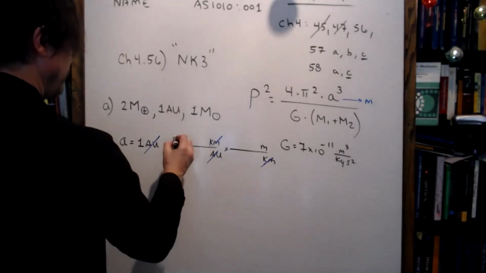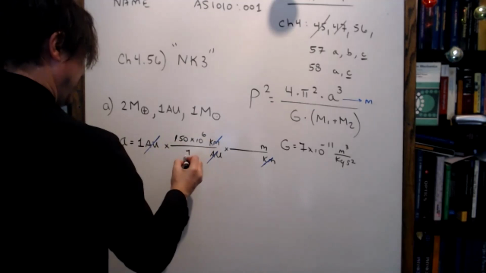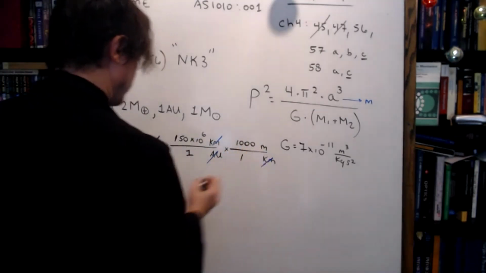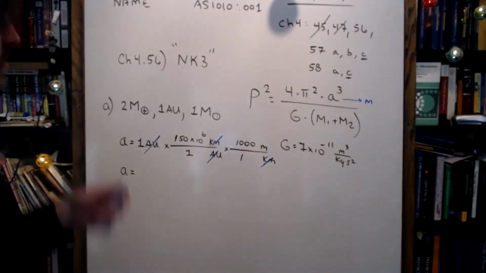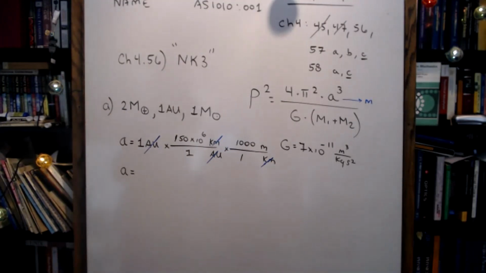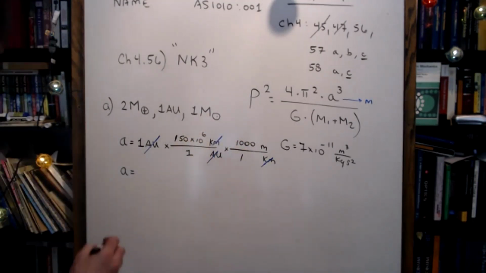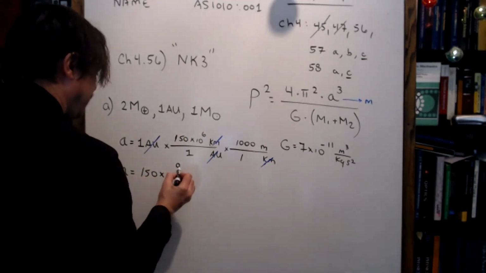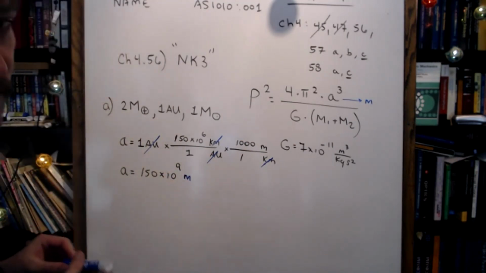150 times 10 to the 6th on top, 1 on bottom, and then 1,000 over 1 right there. Nice. So if we do all that up, can you do that in your head, Joel? 150 times 10 to the 9th. Yeah, he just took those 3 zeros and added them on here. Okay, that takes care of A for us. Now we have A as 150 billion meters.